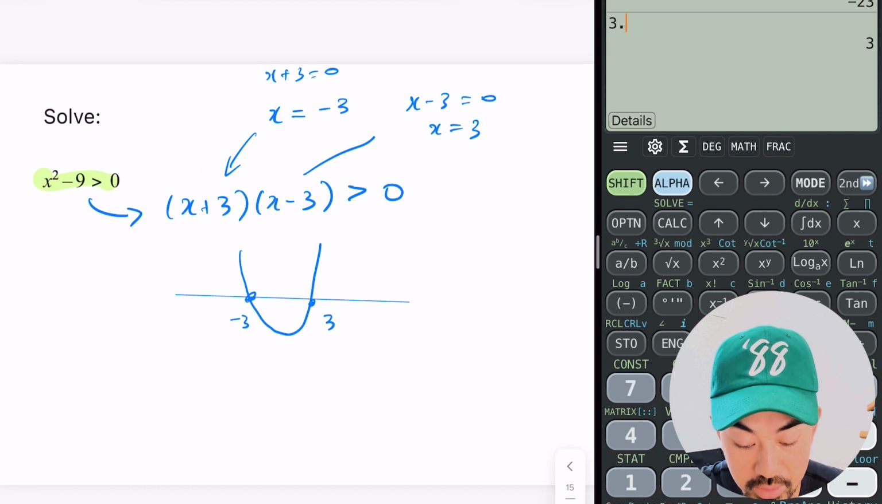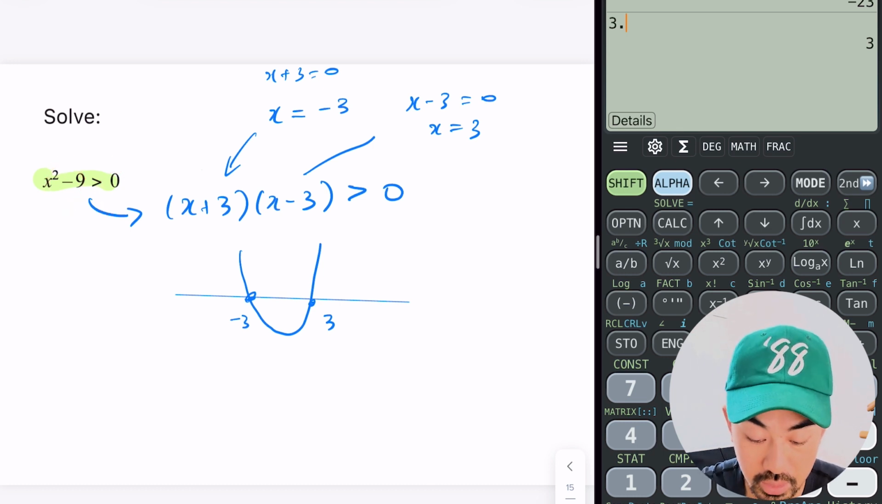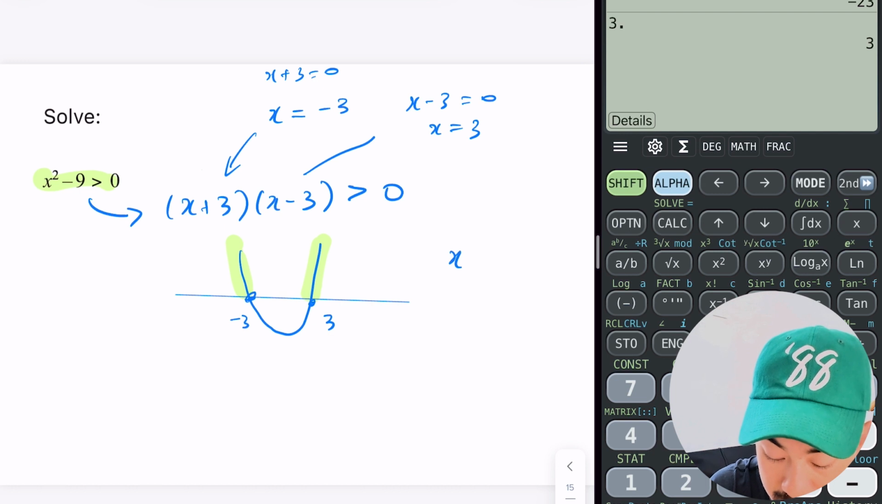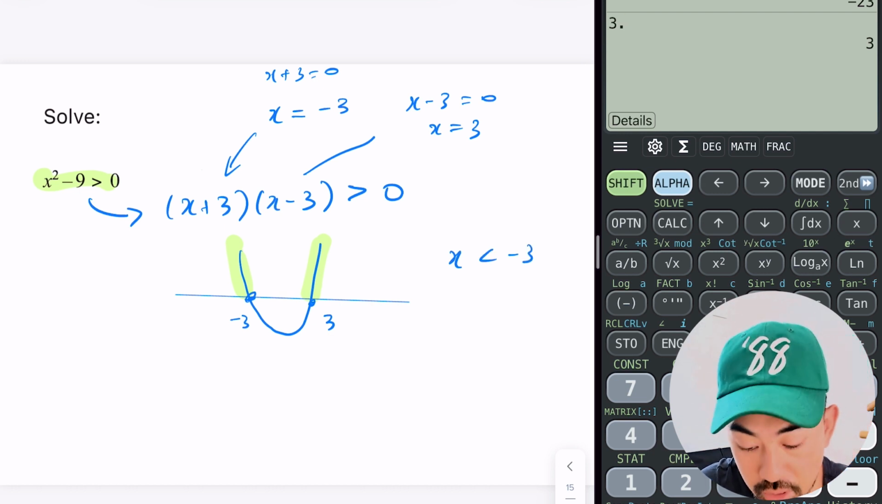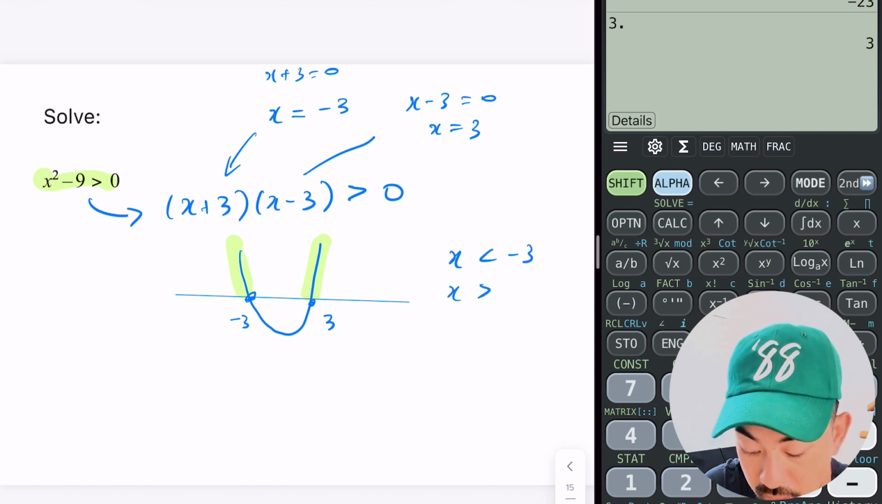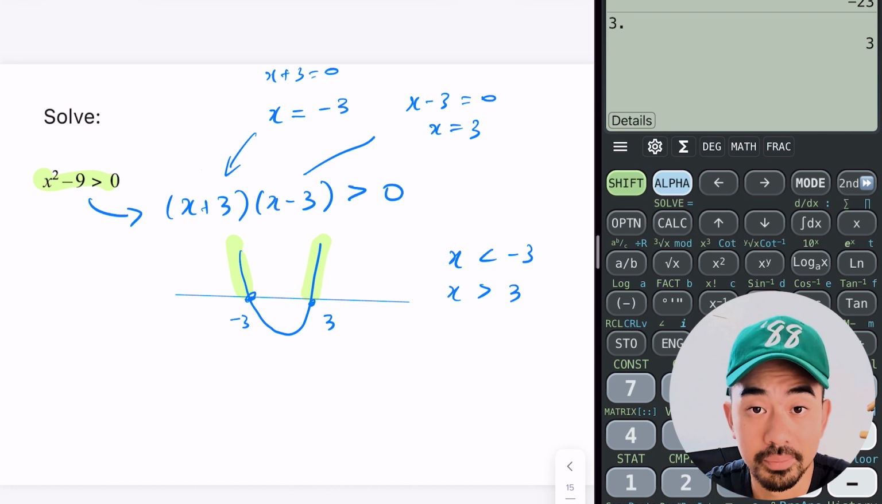Now what the question is telling us is we want to know when is the parabola above the x-axis, because that means greater than 0. Now here you can clearly see it's up here and over here. So we can represent that using inequality by saying x is less than minus 3, as you can see on the left-hand side here. And on the right-hand side, x is greater than positive 3, because it's above the x-axis. And that's it.